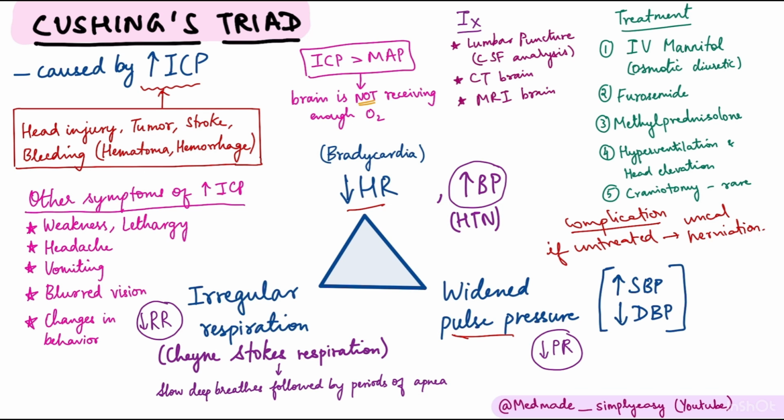Now to summarize, in Cushing's triad, decreased heart rate or bradycardia, hypertension and widened pulse pressure, and finally irregular respiration is seen.